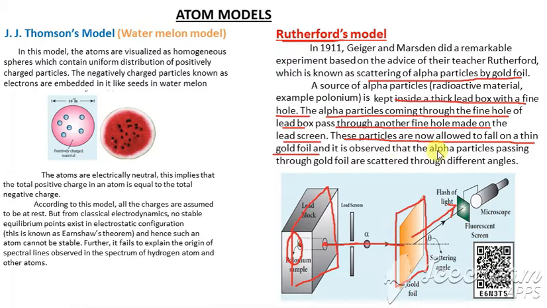It is observed that alpha particles passing through the gold foil are scattered through different angles.